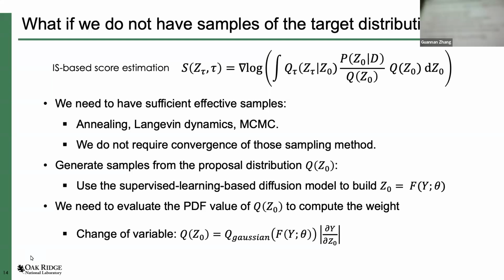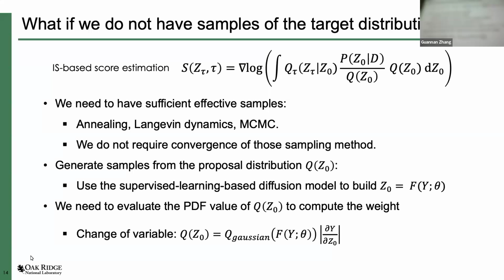We just don't need this method to give us a set of samples of a proposal distribution that is close enough such that we will have a sufficient number of effective samples when we approximate the score. So this relaxation is very important, especially for complicated probability distributions. Like if you have multiple modes of the posterior distribution, letting those Markov chains hop around different modes properly is still a very challenging task in high dimension.